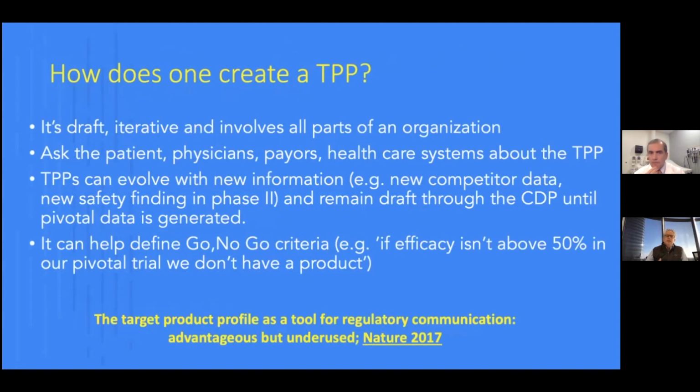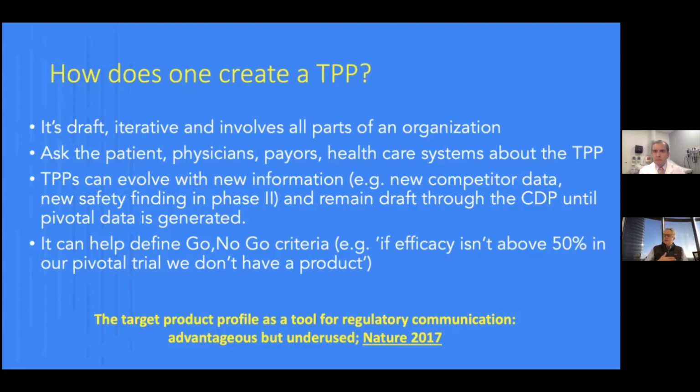The way to create a TPP basically is to start off with a group of individuals that are focused on the life cycle of a therapy and the development of a therapy, and you start off with some basic features. It's draft. It changes over time. It involves all parts of an organization. So it's something that is clear and simple enough to understand if you're a scientist or if you're a non-scientist. Perhaps you work in regulatory, you may not have a scientific background. Perhaps you're in research, you may not have a commercial background. So it represents a clear and simple way of understanding what are we trying to do with this particular therapy.